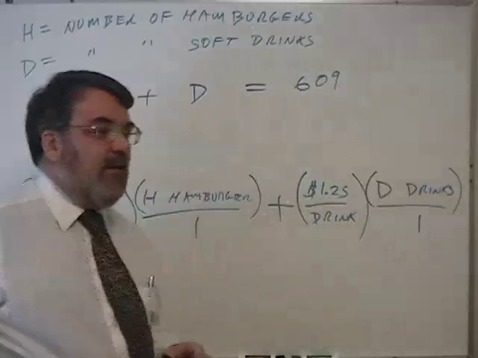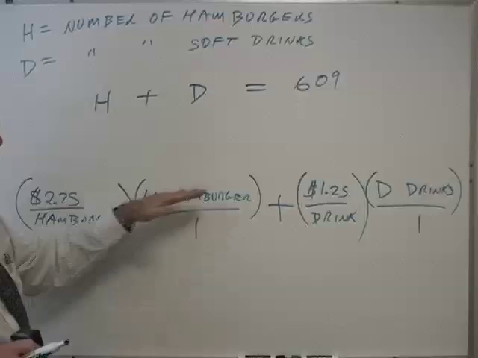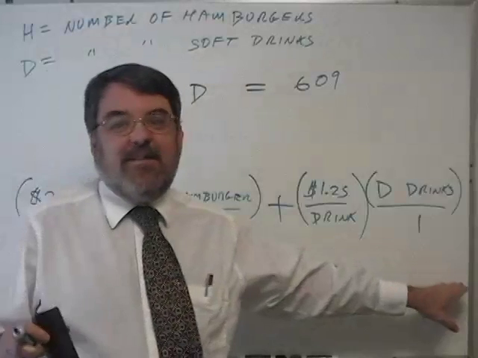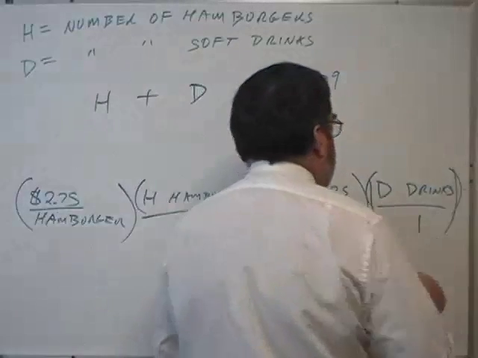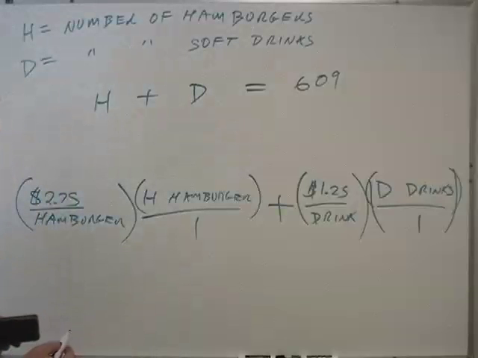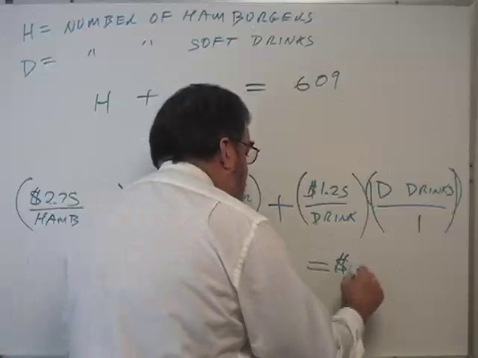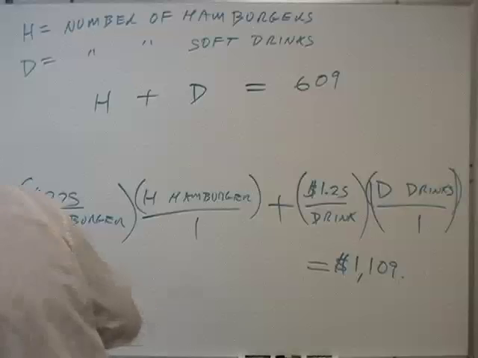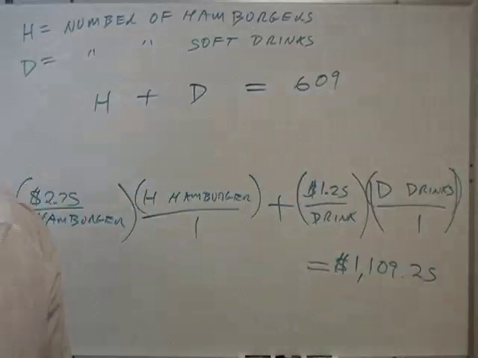And I put it over 1 because I know some people are more comfortable with fractions when whole numbers are put over 1. It is unnecessary to write over 1 there, but I do that just so some people are more comfortable that way, and that's okay. That's perfectly fine. Now that totals up to the total money we took in, and let's see, $1,109.25.